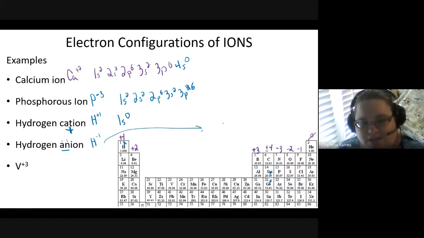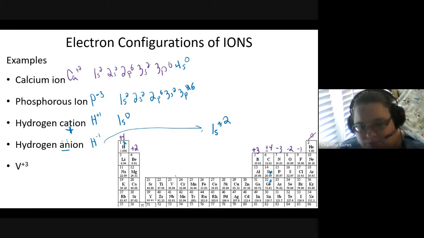Alrighty, so hydrogen anion. Normal hydrogen has 1s1. We've gained an electron, that's why we have a negative charge. So instead of having an exponent of 1, it's going to have an exponent of 2. The hydrogen anion is 1s2.